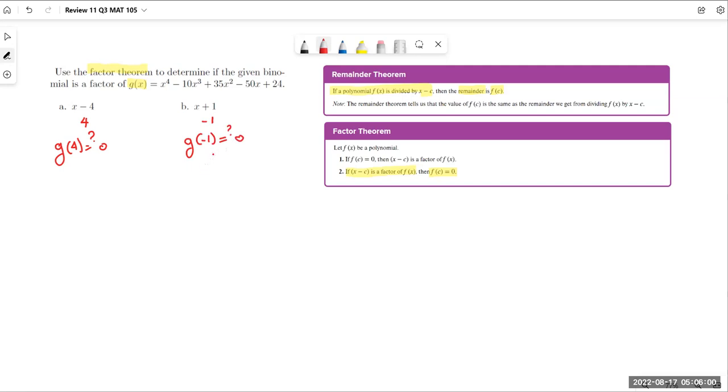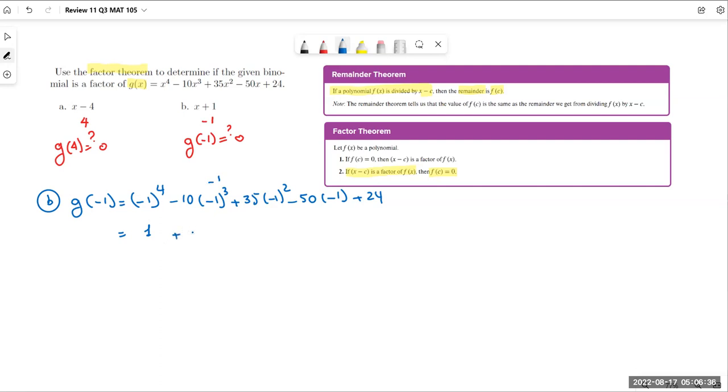Okay, so let's start. I'm going to start with b because it seems to be easier. So for question b, I'm just going to calculate g of -1. If I plug it in, it's going to be -1 to the 4th minus 10 times -1 cubed plus 35 times -1 squared minus 50 times -1 plus 24. So -1 to the 4th is going to be +1. -1 cubed is going to be -1, so -1 times -10 is going to give me +10. -1 squared is going to be +1.